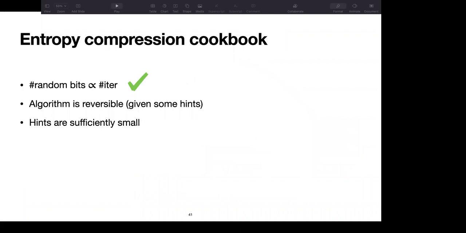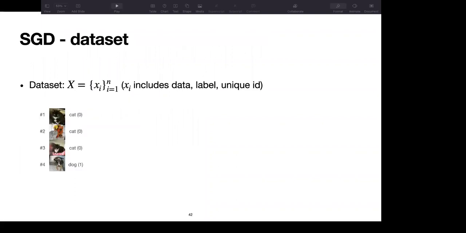So one thing to note after looking at this SGD algorithm is that the first line of our entropy compression cookbook is already good. We can put a check mark on it, because the longer you go, the longer you iterate, the more random batches you generate. The more random batches you generate, the more random bits you need. So the random bits is proportional to the number of iterations. So we're off to a good start.